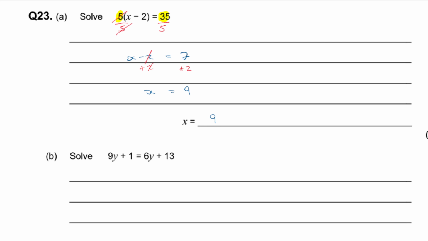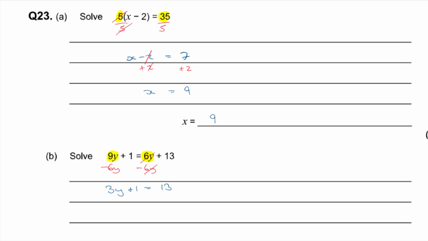Part B says solve 9y plus 1 is equal to 6y plus 13. Okay, so now we've got unknowns on both sides. I've got a 9y here and a 6y here. So what I'm going to do is take the smaller one of the two, the 6y, and take that away from both sides. So we'll just do the smallest one, because then the y's will disappear from this side, and I'll end up with a smaller value of y on the left. 9y, take away 6y, that leaves me with 3y. So I've got 3y plus 1 is equal to 13.